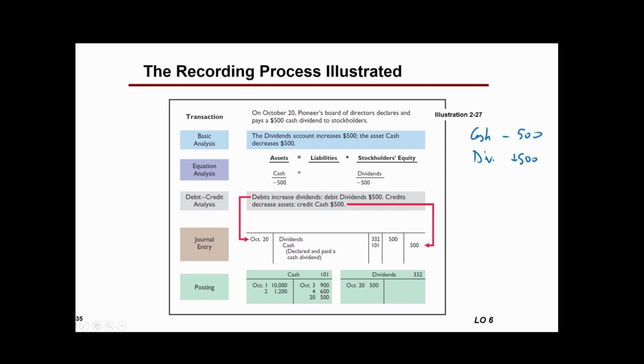Any questions? In the equation, you put it as minus 500. Remember that this simply means that it has a negative effect on stockholders' equity. It will decrease this side. Dividends themselves, they have increased. The minus here simply indicates that the side of the equation has decreased by 500. Any questions?